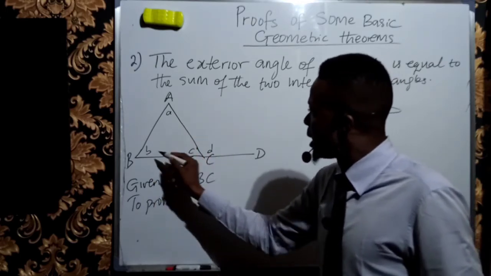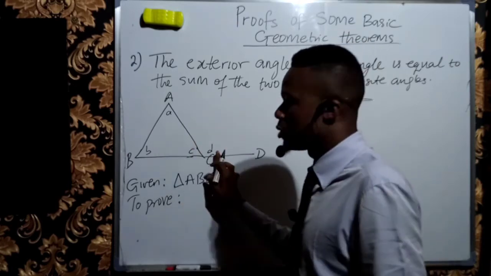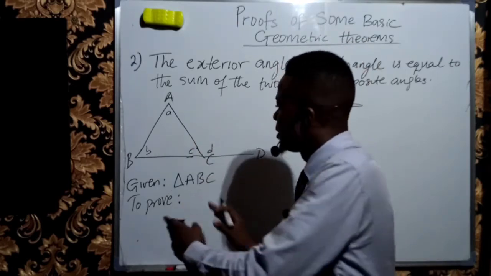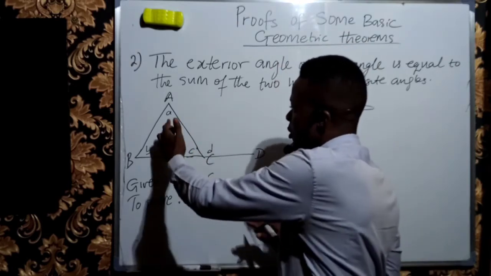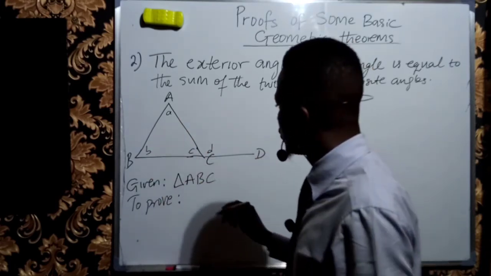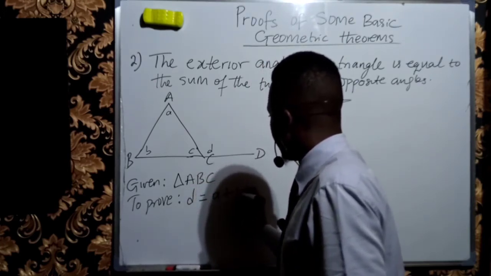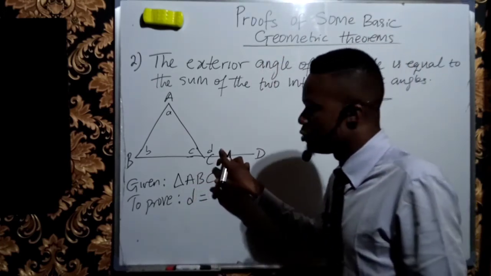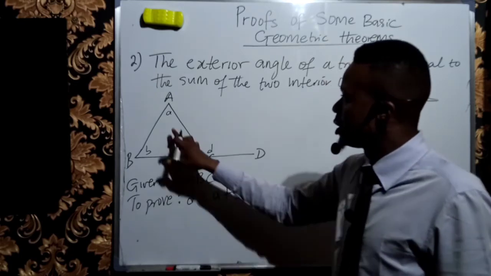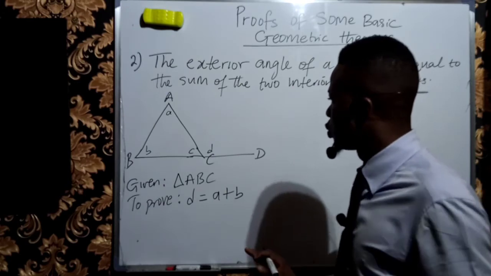So these A and B that are facing D are known as the interior opposite angles to D, because they are facing D in opposite direction. A and B are interior opposite angles to D. So we want to prove that D is equivalent to A plus B, because the exterior angle being D should be equal to the sum of the interior opposites, which are A and what? B. That is what we want to prove.